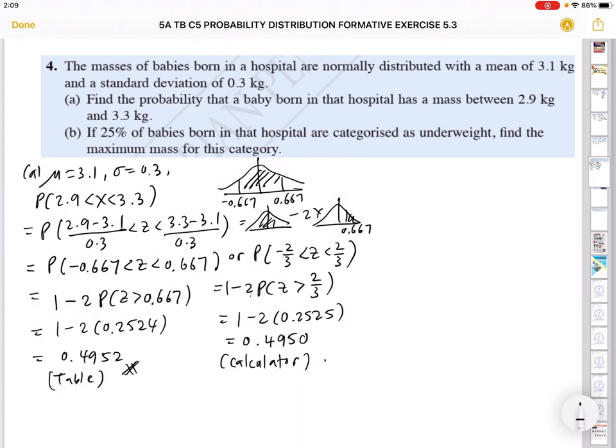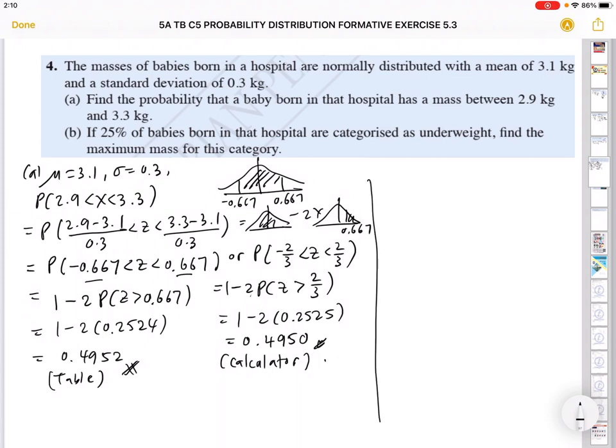So notice the difference if you use the calculator directly. That's why there's a difference between the answers. I would say perhaps it's better if you use the mathematical table up to 3 decimal places here, then your answer will be this. If you want to use the calculator directly and use 2 over 3, your answer will be 0.4950, which is the same as the answer in the textbook. Okay, next. This is only part A.